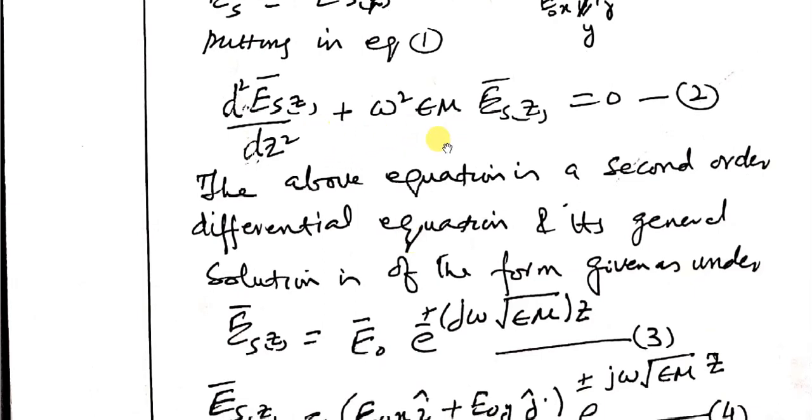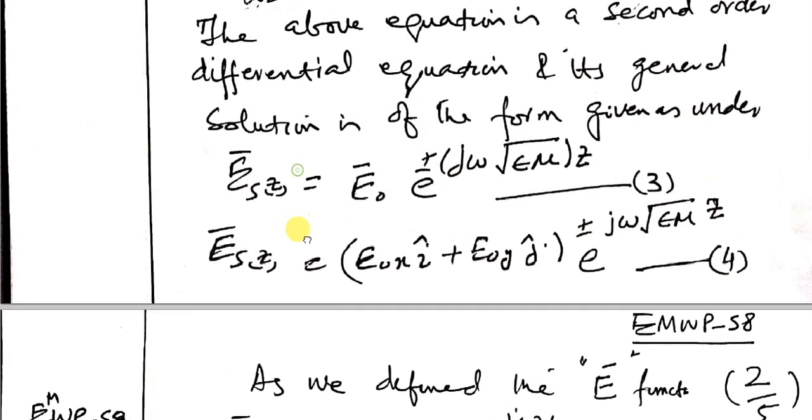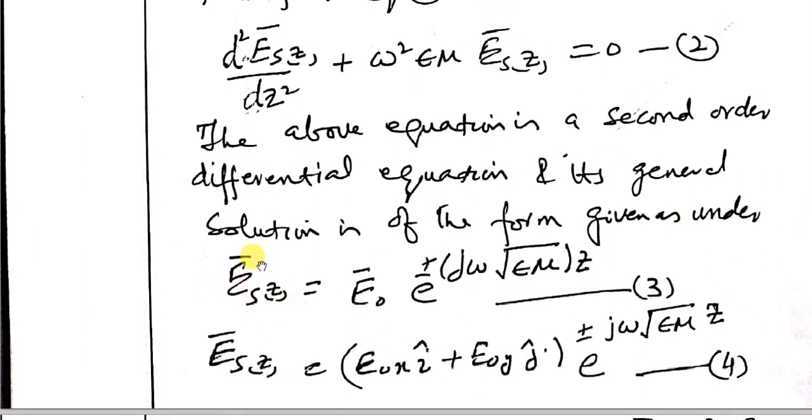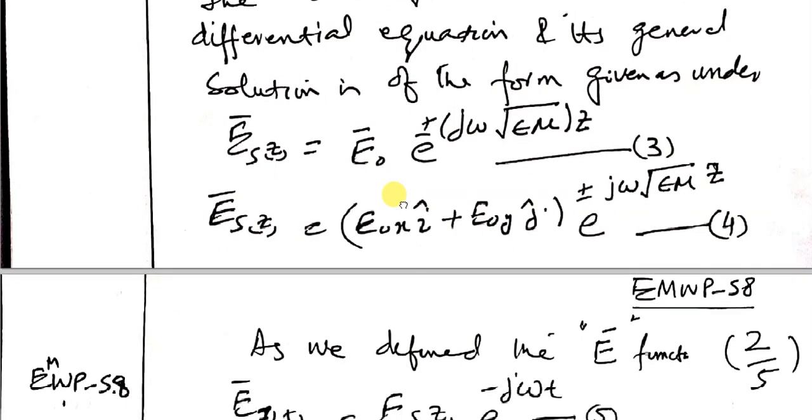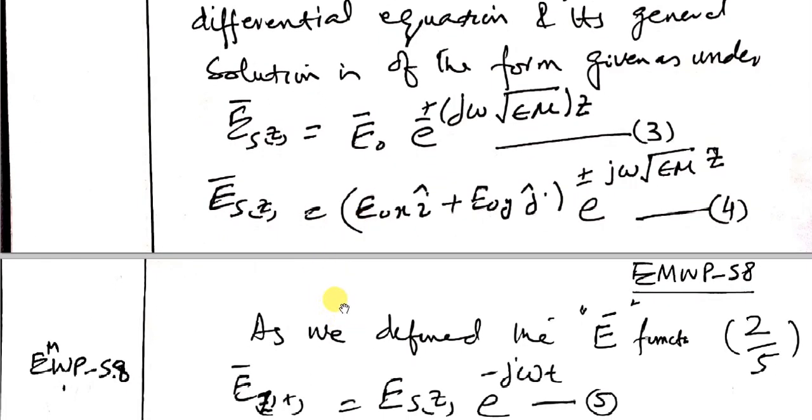This was the wave equation we got, and then we again put the function E of S z that was defined as the amplitude times the space part, which is e raised to the power plus minus j omega square root of epsilon mu times z. This is the exponential propagation function, which we already defined in the previous topics on Maxwell equations. So E of z, if you replace E naught, is E naught x i plus E naught y j, and the rest of the values are there.